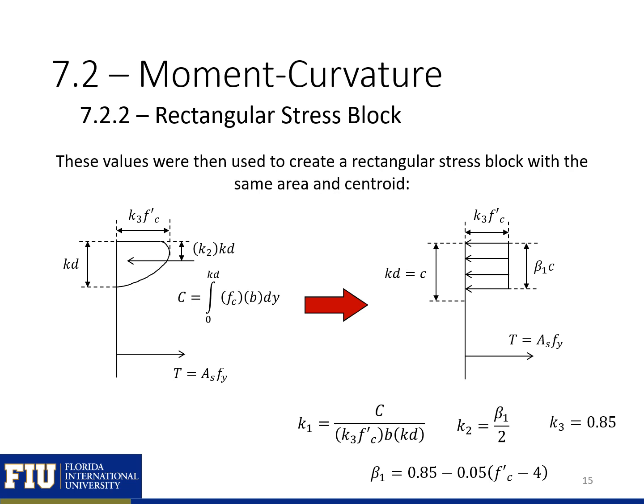As I said, all of these experimental results were used to calibrate the different constants used in the rectangular stress block approximation. Here are those calibrations. So we have our K3 equal to 0.85. So the magnitude of our stress block is always 0.85 f'c. We have our K2 equal to beta 1 over 2, which gives us the depth of our compression block, beta 1 c. And then our K1 value is just our compression force divided by K3 times f'c times b times kd. And we will use these three K factors when we use the rectangular stress block approximation.